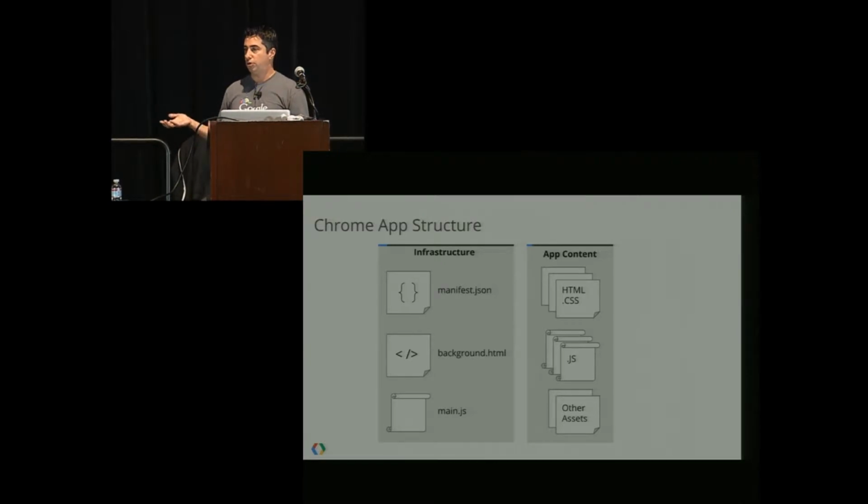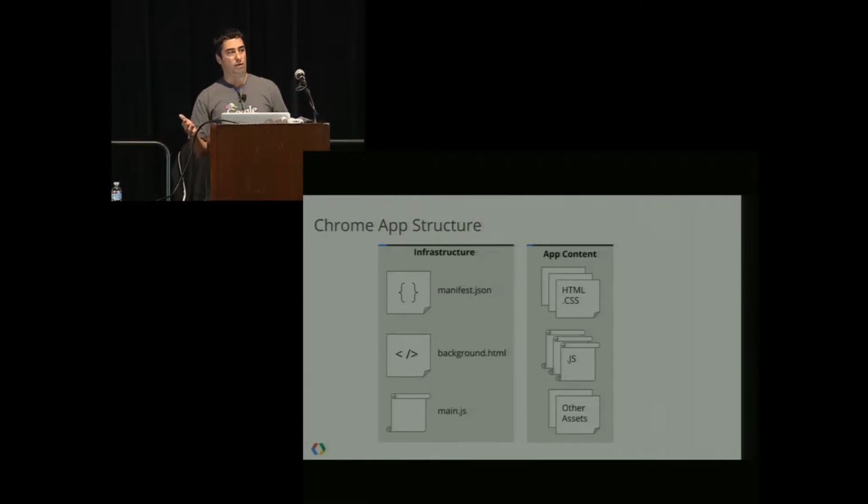So the infrastructure is pretty simple, right? Just define a manifest. This is what my app does. Define the entry points into the app. And then pretty much everything else is HTML5. And that's generally our philosophy, is to use HTML5 wherever possible. And if HTML5 does not provide a certain capability, then that's where we look at providing an API for you.